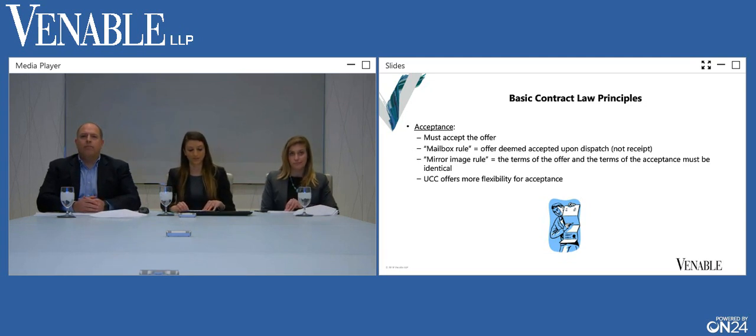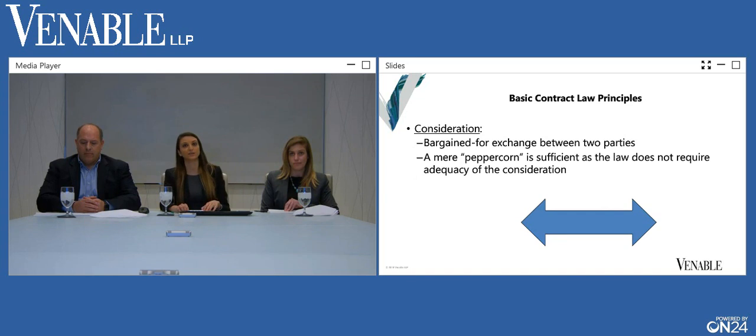Another important contract law principle is consideration, and this is a bargain for exchange between two parties. This just means that something needs to be given by both sides. It has to be even. Now, the amount itself does not have to be even, as a mere peppercorn sometimes qualifies, because adequacy is not a requirement of consideration. So as long as something is given from both sides and is received by both sides, then that bargain for exchange between both parties is satisfied and there is consideration.